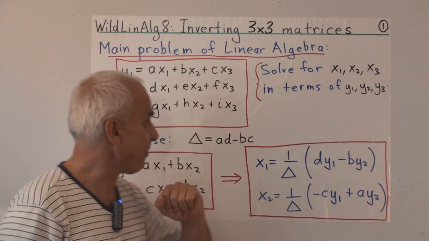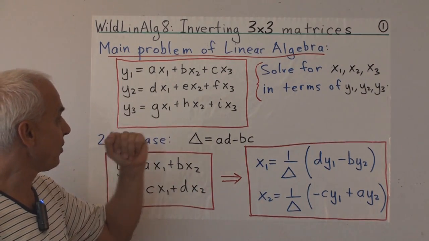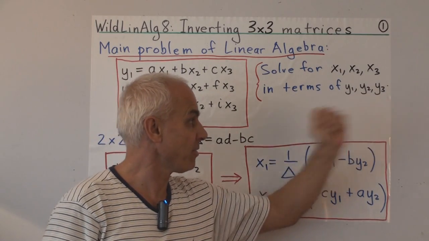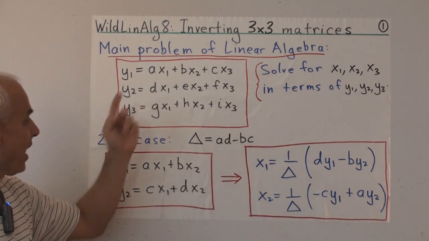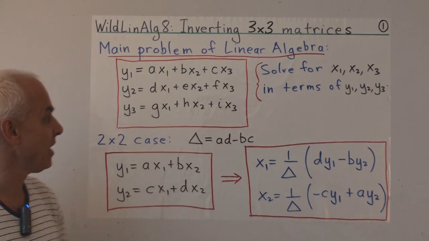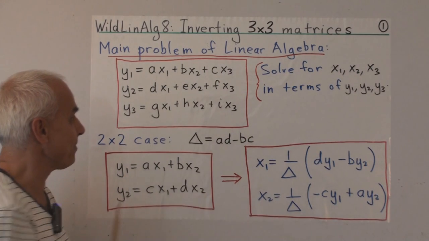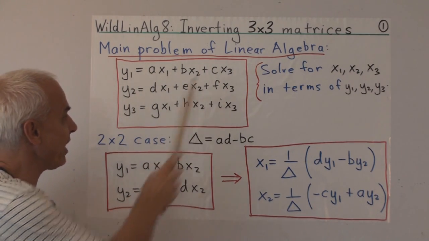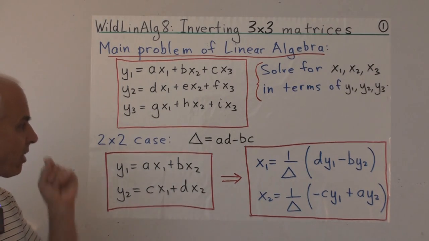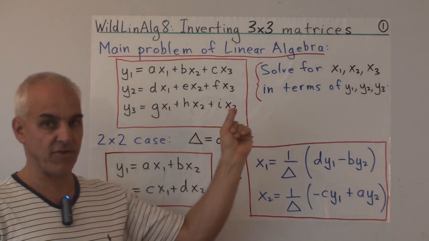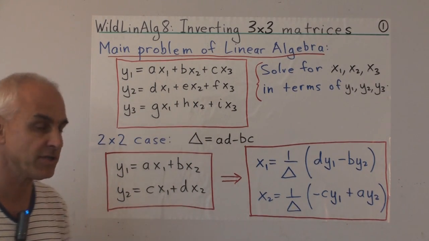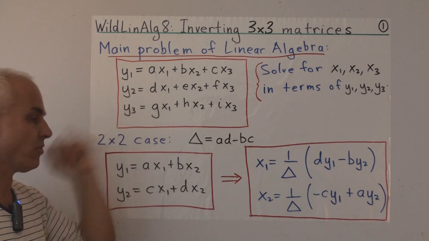So here's the basic setup. We have 3 variables x1, x2, x3, and another 3 variables y1, y2, y3. And we are told that y1, y2, and y3 can be expressed in terms of the x's via this linear system. So y1 is a linear combination of x1, x2, x3, so is y2, so is y3. And our problem is to invert this. In other words, to solve for the x1, x2, and x3 variables in terms of the y1, y2, and y3 variables.